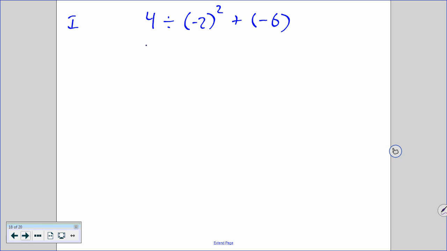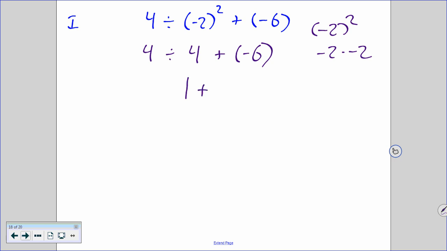Now we're doing exponents first. Watch this, it's negative 2 squared, right? Again, same thing we said, this is negative 2 times negative 2, which is going to be positive 4, plus negative 6. Again, moving left to right, 4 divided by 4 is 1. 1 plus negative 6 is really 1 minus 6, which is negative 5.